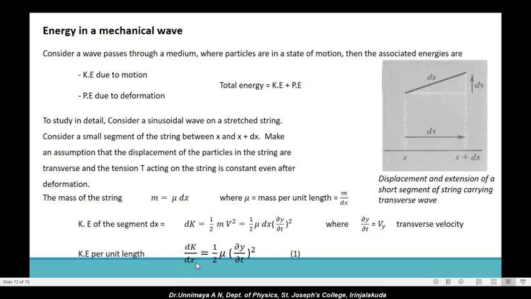dx ആണ്. So here the dx is the unit length of the segment. ആ segment length unit length എത്രയാണ്? dx ആണ്. So kinetic energy per unit length will be equal to dk by dx. So half mu dx dou y by dou t whole square divided by dx. So this dx term will get cancelled. Then the expression will be equal to half mu dou y by dou t the whole square. So we get kinetic energy per unit length as dk by dx is equal to half mu dou y by dou t whole square.